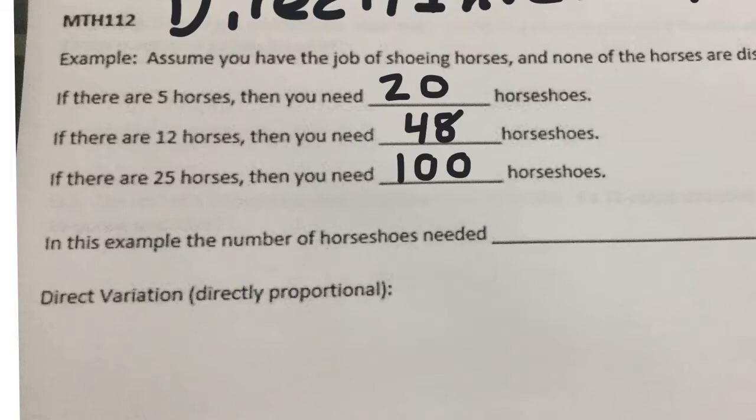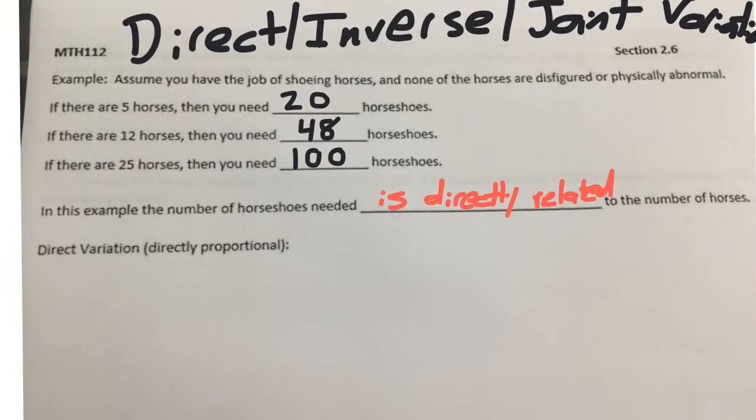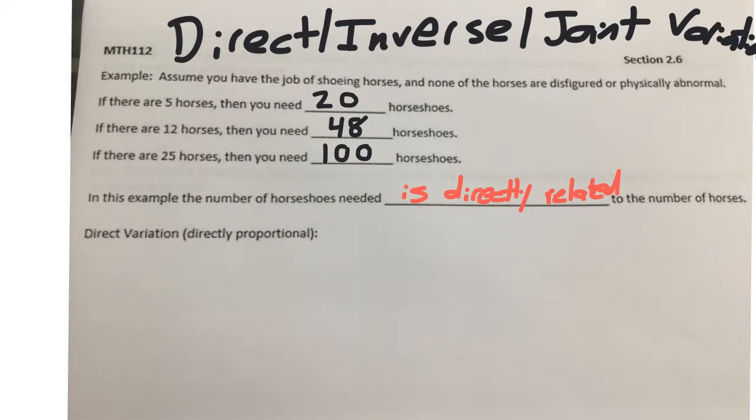So as the number of horses increases, the number of horseshoes also increases, right, at a constant rate of 4 each time. So we would say that the number of horseshoes is directly related, because as one increases, the other also increases. What about if your number of horses decreased? Then the number of horseshoes needed would also decrease.